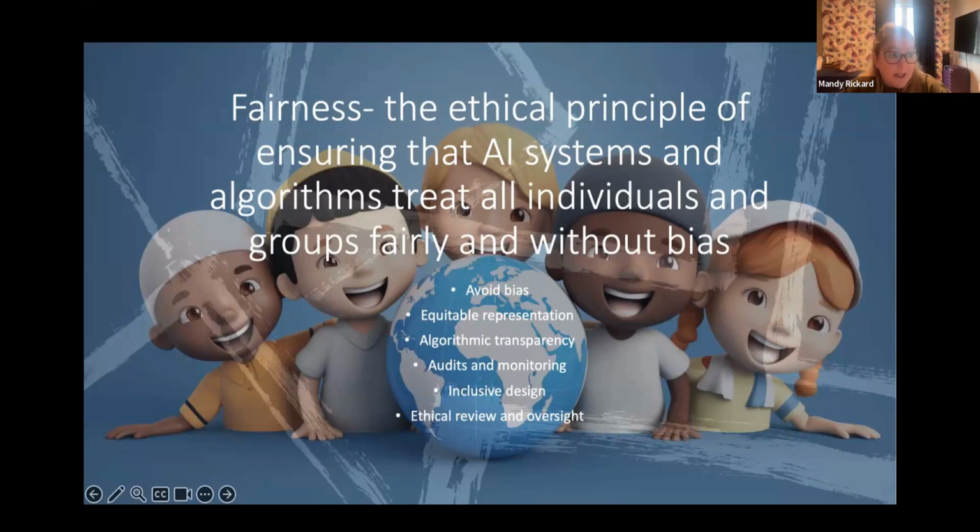There should be regular audits and monitoring, and this includes evaluating whether the system exhibits disparate impact on different demographic groups and taking corrective actions if these biases are identified. There should be inclusive design, and this involves considering the needs and characteristics of diverse users and populations from the very beginning of model development. And then finally, there should be ethical review and oversight, such as with the RAB, and these bodies can assess the potential ethical implications, biases, and societal impact of AI systems before any of them are actually deployed in healthcare settings.